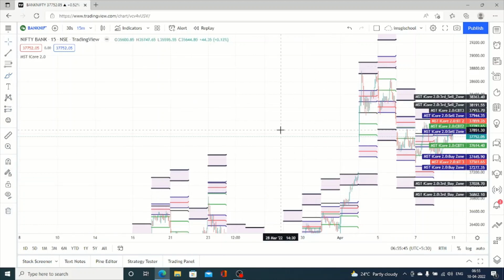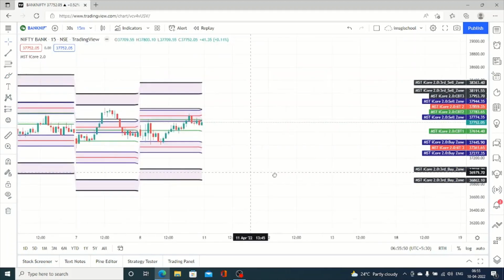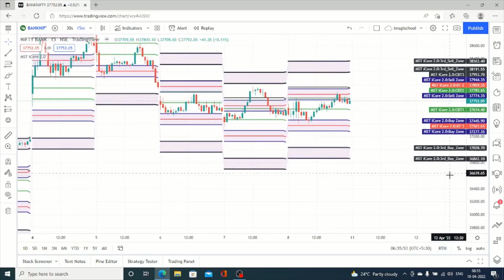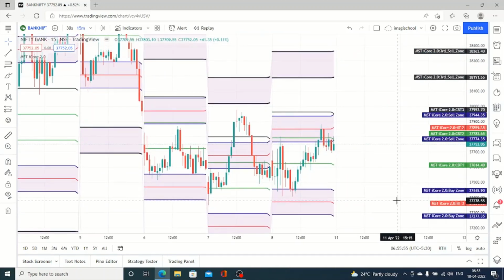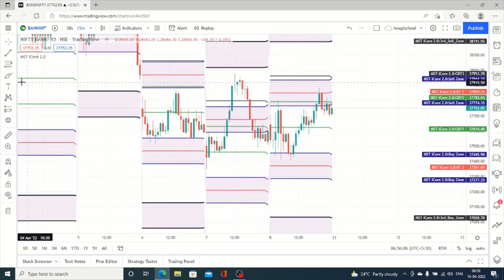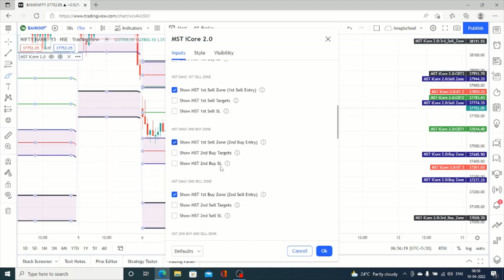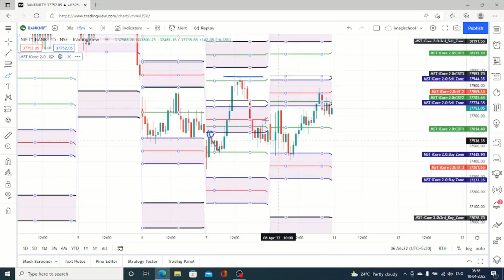Just 3 days before, what happened in the market? See here, the market went up, first sell activated here. Then immediately the target hit perfectly. Then it went up, second buy activated, and here also the target hit. If I enable it, you will be able to see the second buy targets. See here, exactly.